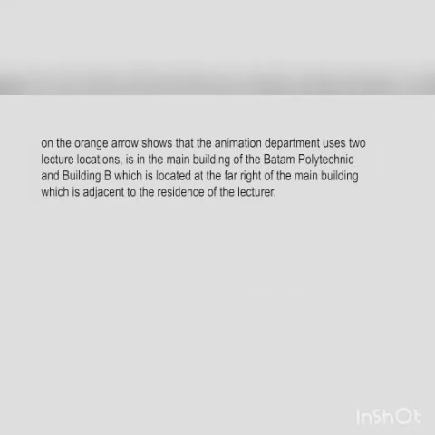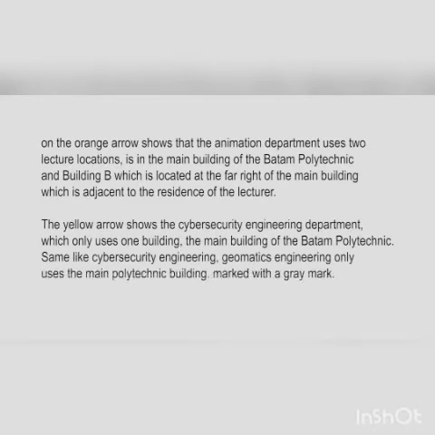The orange arrow shows the location used by the animation department for lectures. It's in the main building of Batam Polytechnic and building B, which is located at the far right of the main building, adjacent to the residence of the lecturers. The yellow arrow shows the cybersecurity engineering department, which only uses one building, the main building of Batam Polytechnic. Same as cybersecurity engineering, geomatics engineering only uses the main Polytechnic building, marked with a gray mark.